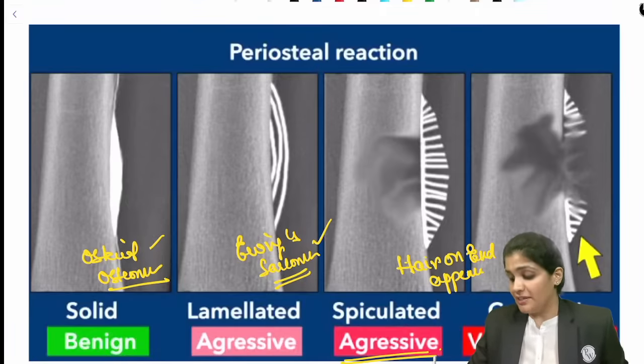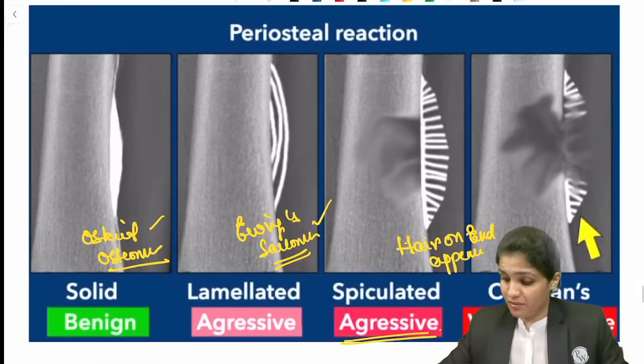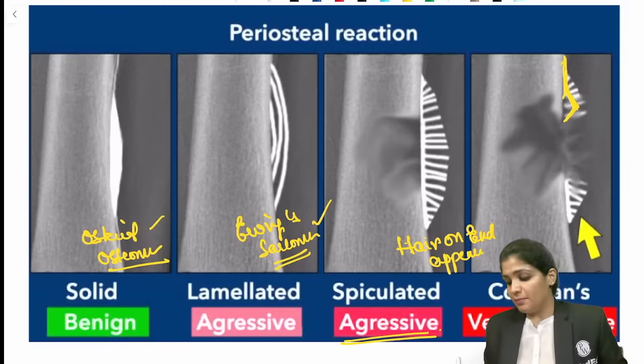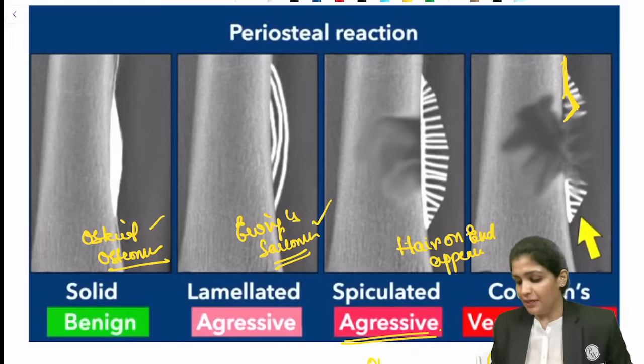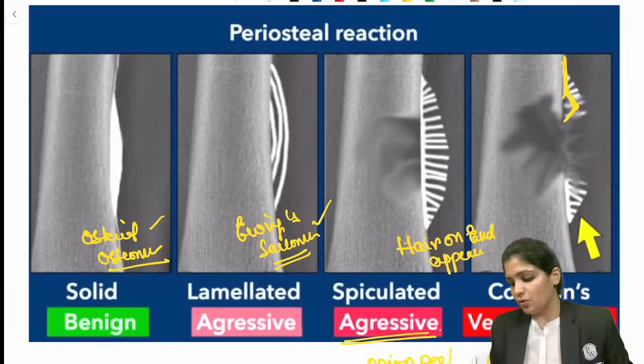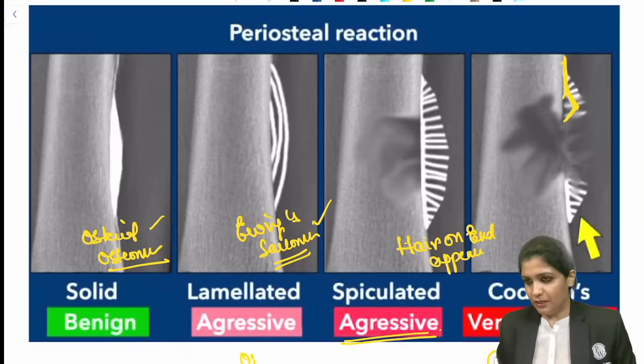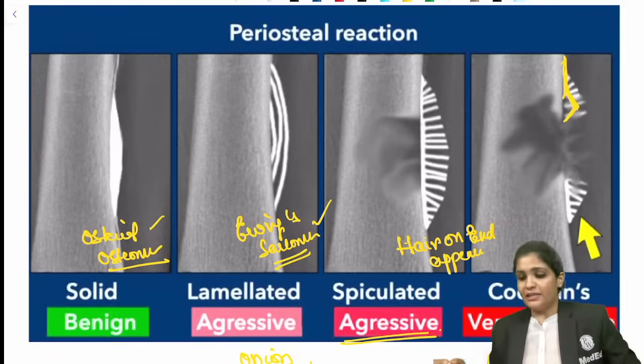And then this is your Codman's triangle, where if this is the bone, the periosteal reaction, because of the tumor, this periosteum will get lifted off from the bone and this forms a triangle-like shape here. So this is the triangle. Hence it is called the Codman's triangle. Codman is the one who identified it. In case of Ewing sarcoma, it is onion peel appearance. Sorry, it is here, this one. So it is onion peel appearance, right? So that is the periosteal reaction.